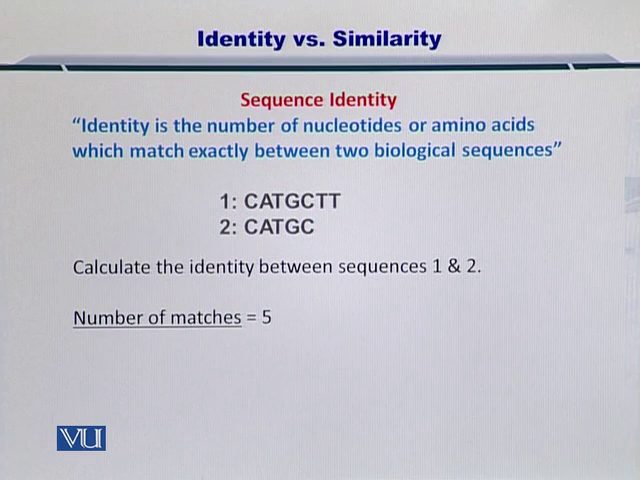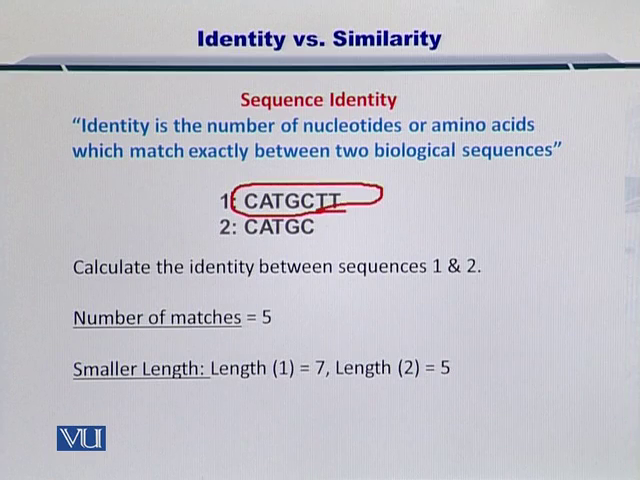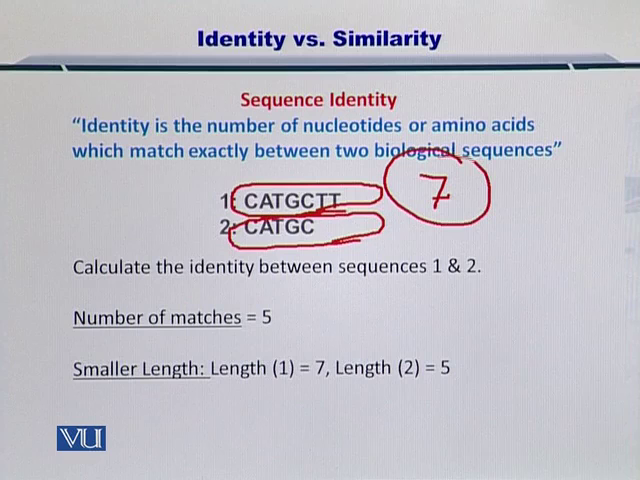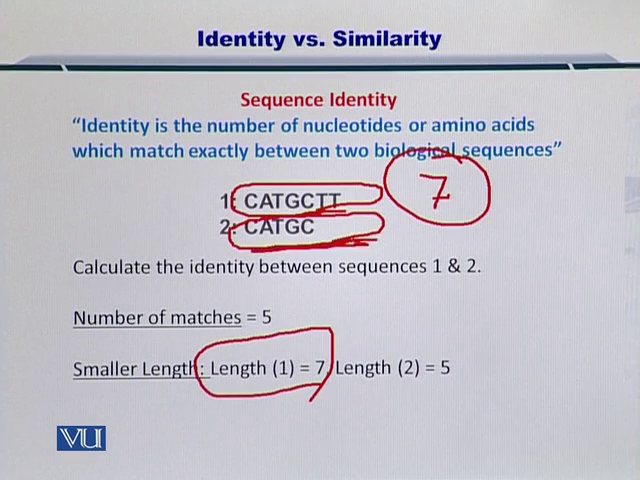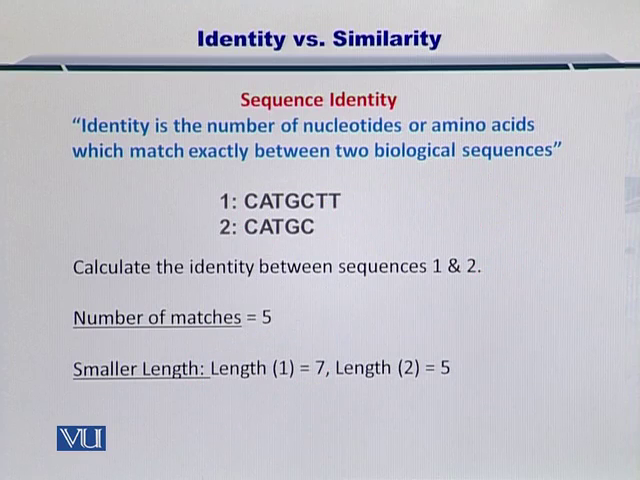Next, I'll have to calculate which sequence has a smaller length. You can simply count the number of nucleotides in sequence number 1 and sequence number 2. In sequence number 1, you have 7 nucleotides, and in the second sequence, you have 5 nucleotides. So you are supposed to pick up the smaller length. So obviously, you will select 5.